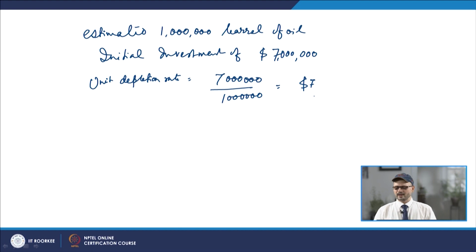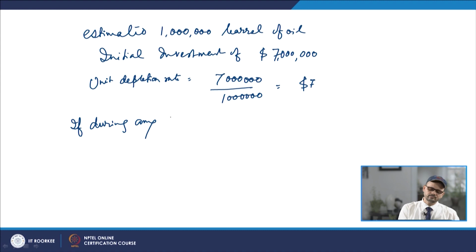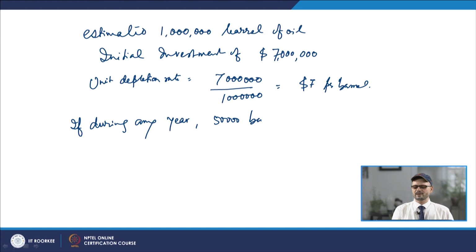So, if during any year 50,000 barrels of oil are produced, in that case the depletion charge will be $7 per barrel for those 50,000 barrels.